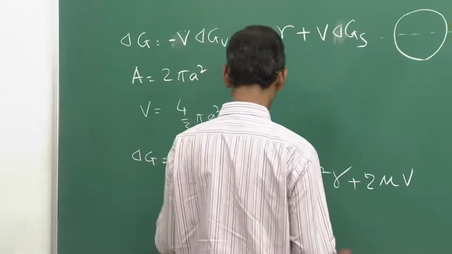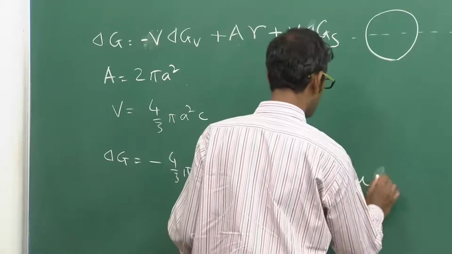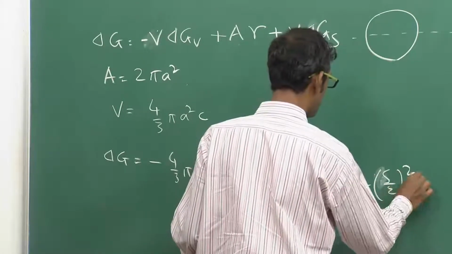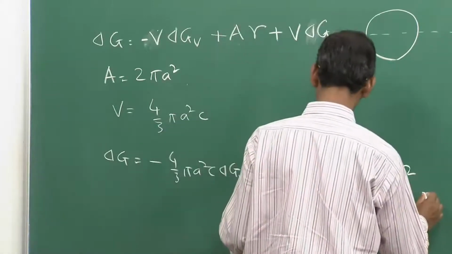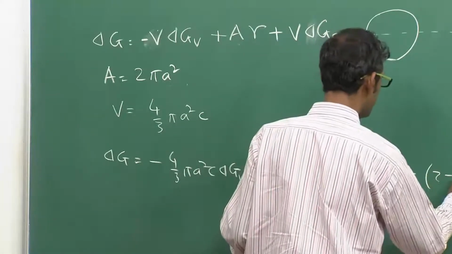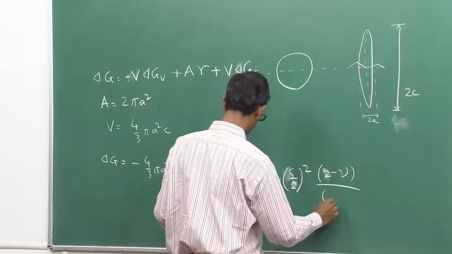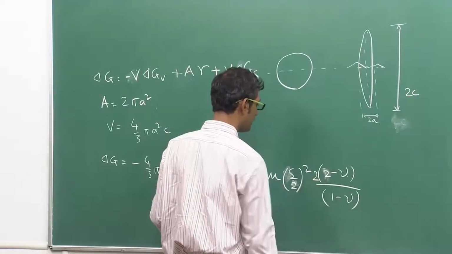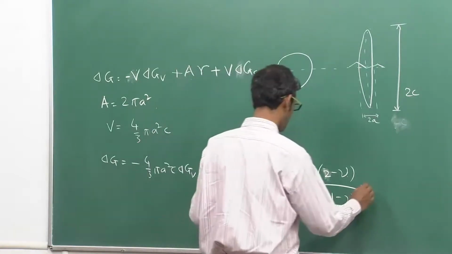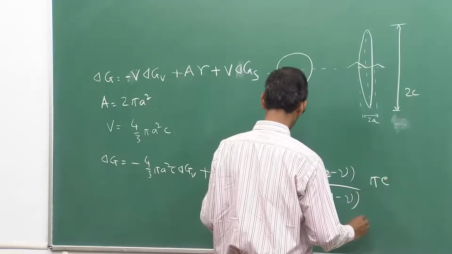V is the... okay, no, this is (S/2) whole square. I have to check now what is S, and 2 minus nu, where nu is the Poisson ratio, 1 minus nu. Okay, there has to be a 2 here, and multiplied by pi C by A.